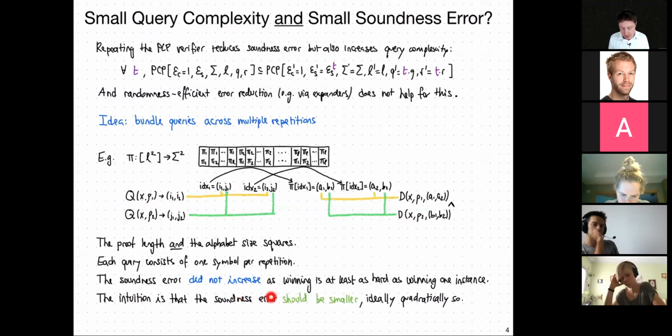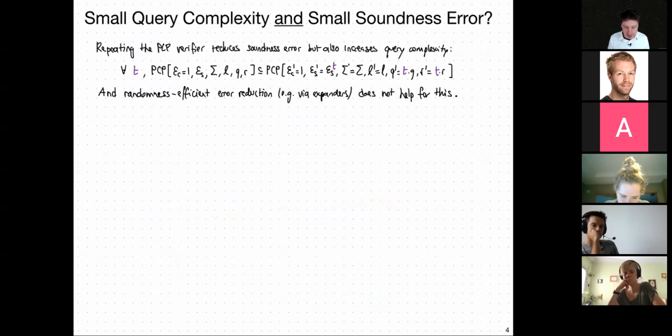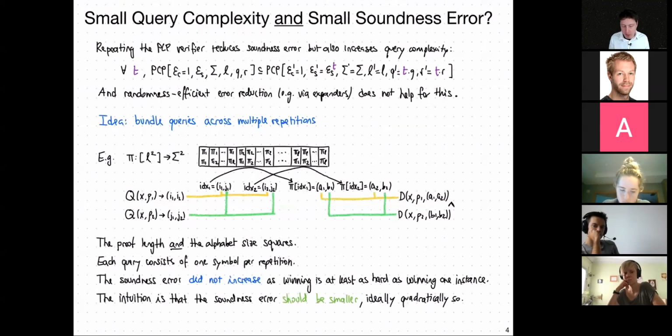But the intuition is that the soundness error should be smaller, ideally roughly quadratically so, because we are running two independent repetitions, okay? The difficulty though, however, is that we don't know that the prover will write down a proof that has this form, okay? It might try to cheat and write a proof that has inconsistencies. For example, an honest proof will have pi1 through all of these and pi2 through all of these, right? And the same pi1 will appear here and here and also here, right? So it has all of these redundancies that an honest proof will have, but in general, a malicious proof may not, right?